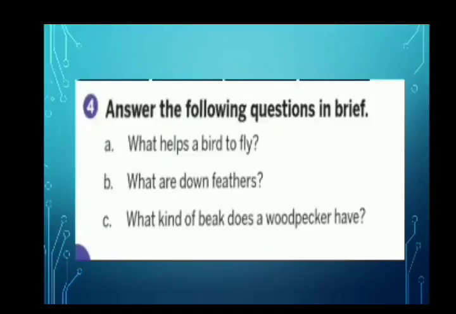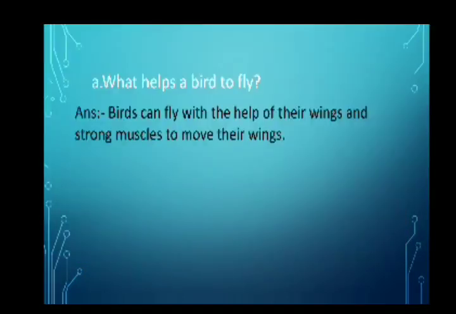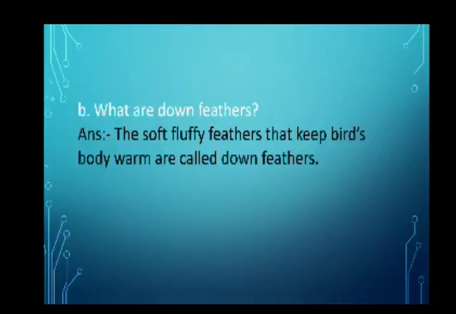Now, next, that is fourth B: what are down feathers? Children, we have learned that there are three types of feathers the birds have: flight feathers, body feathers, and down feathers. So what are down feathers? These are the soft and fluffy feathers which help to keep the bird's body warm. So here is our answer. The soft fluffy feathers that keep a bird's body warm are called down feathers.